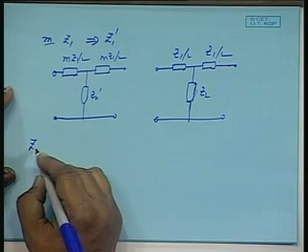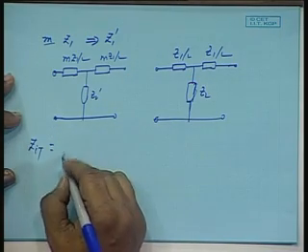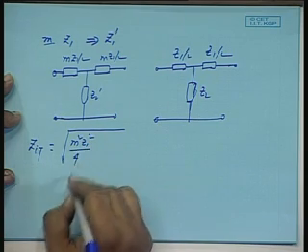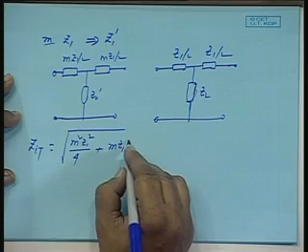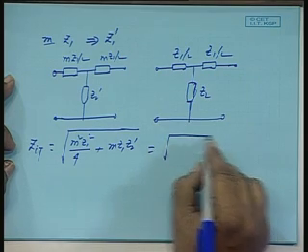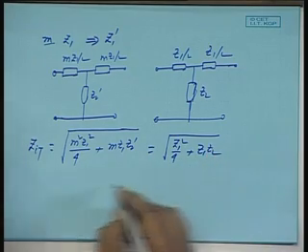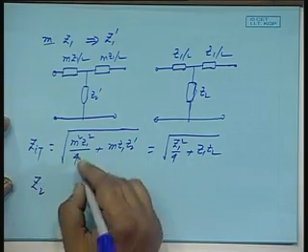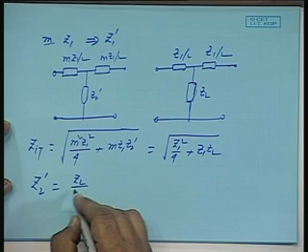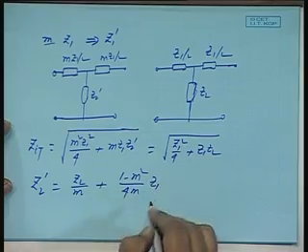Now, Z I, the characteristic impedance for this T network, will be root over of M square Z1 squared by 4 plus M Z1 and Z2 dash, which is yet to be determined, and that must be equated to root over of Z1 squared by 4 plus Z1 Z2, which means if I square them and equate them, Z2 dashed will come out to be Z2 by M plus 1 minus M square by 4M Z1.